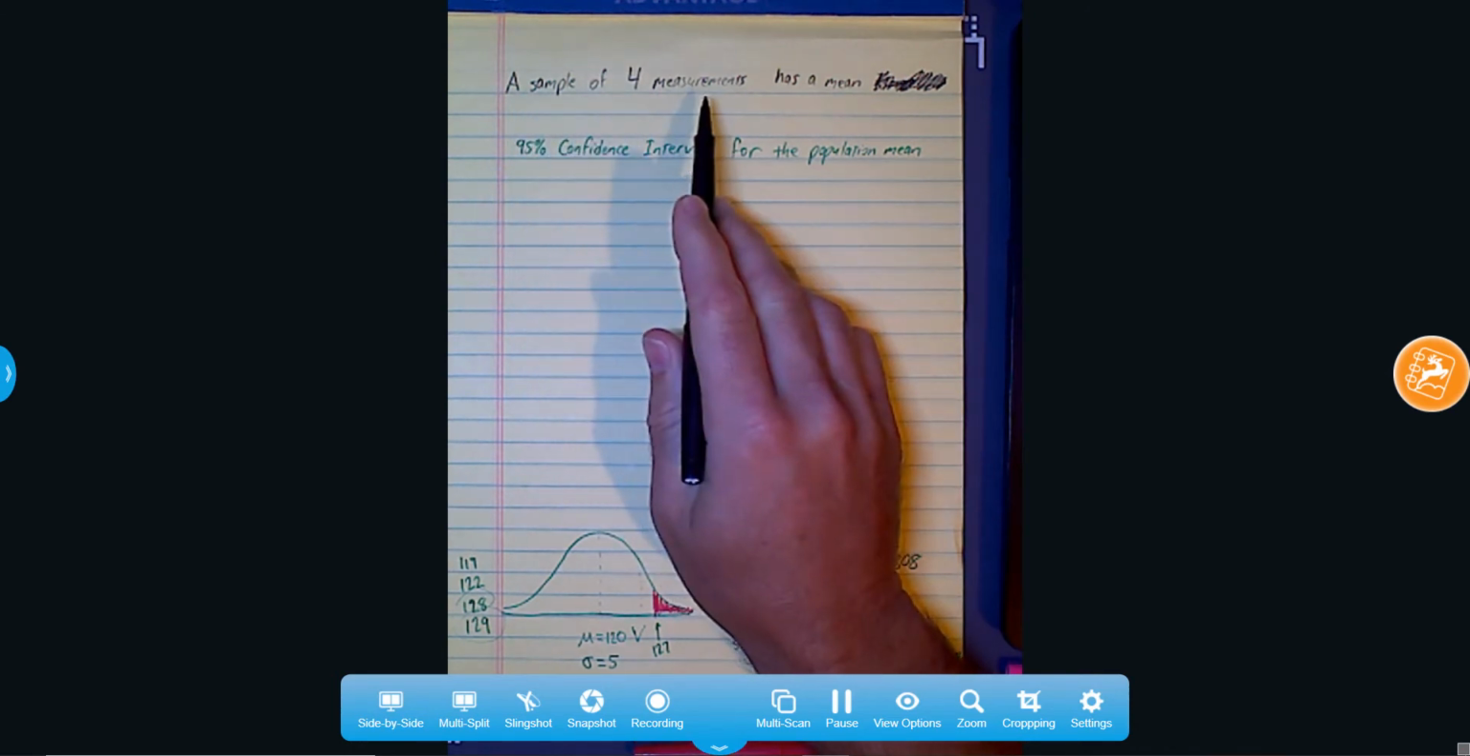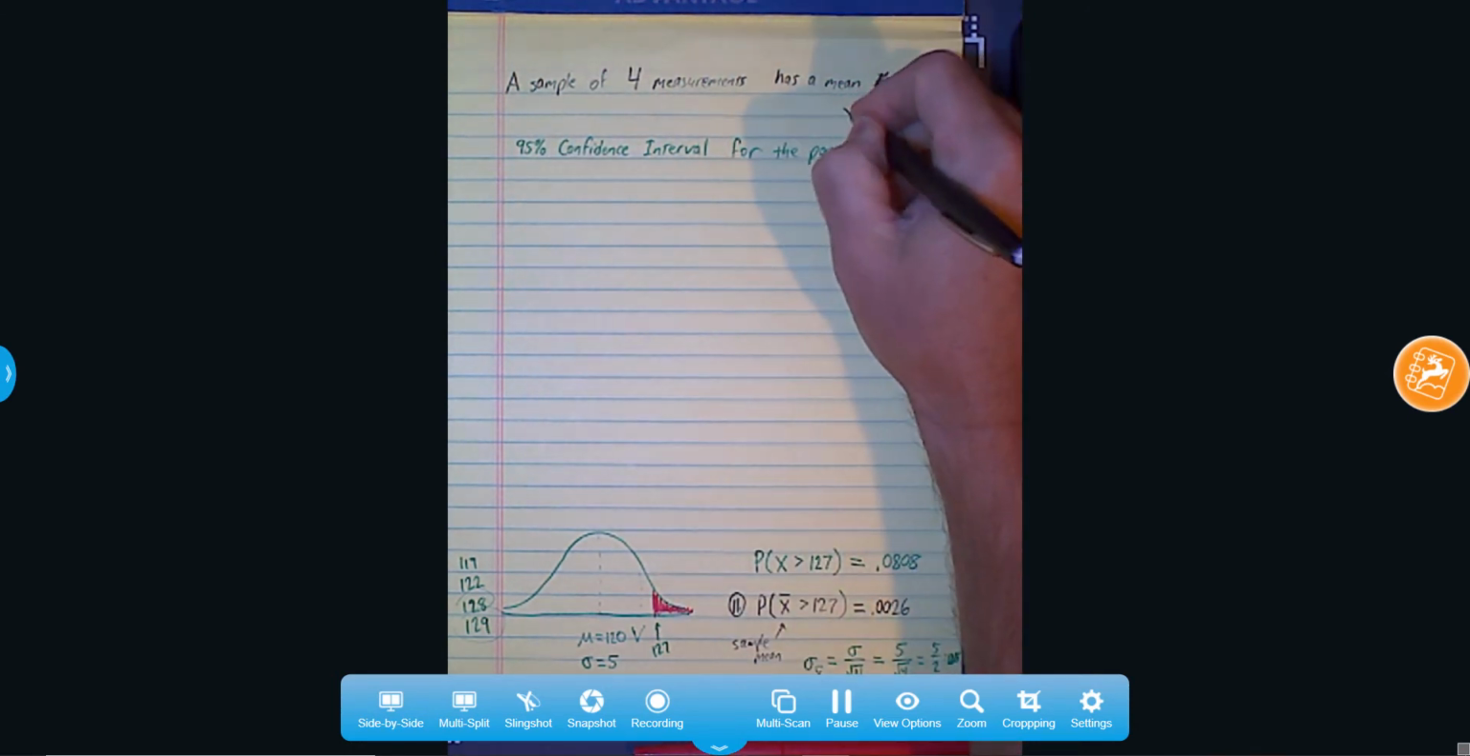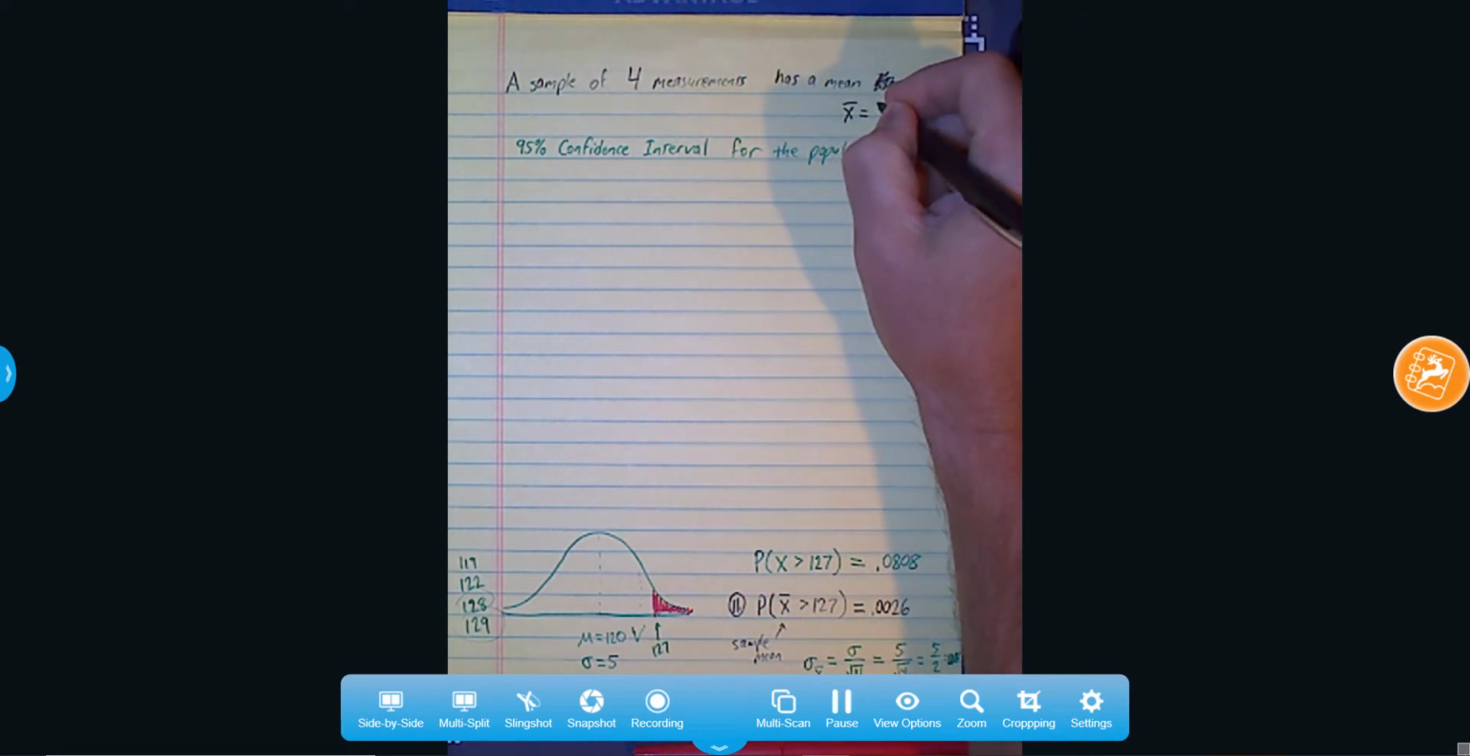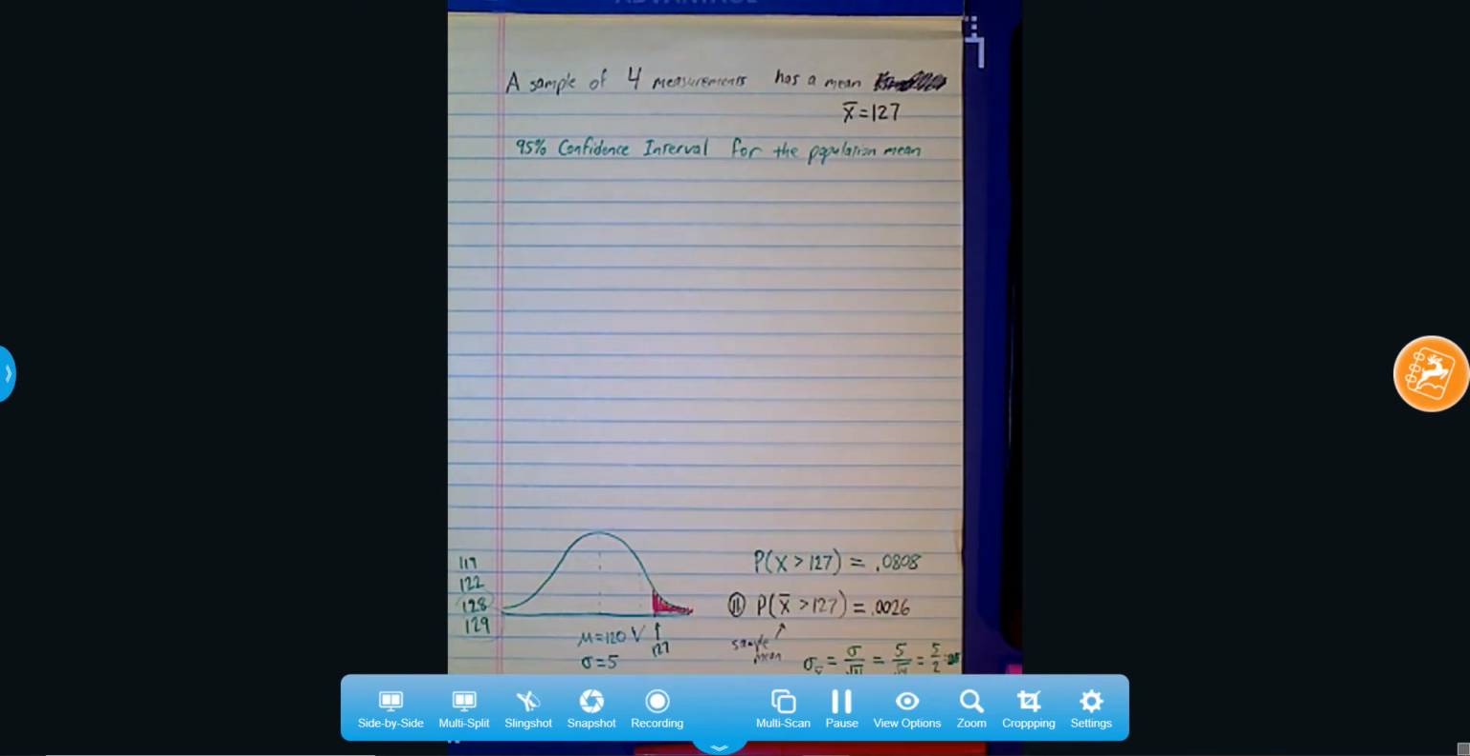Suppose you had a sample of 4 measurements and your mean x bar is, suppose we know it's 127. The question is, what do you think the population mean is? I'll tell you what you might think. You might think, I don't think it's 120 anymore, because this is a very unlikely thing to happen. It happens less than 1% of the time. Okay? So there's a way of quantifying.